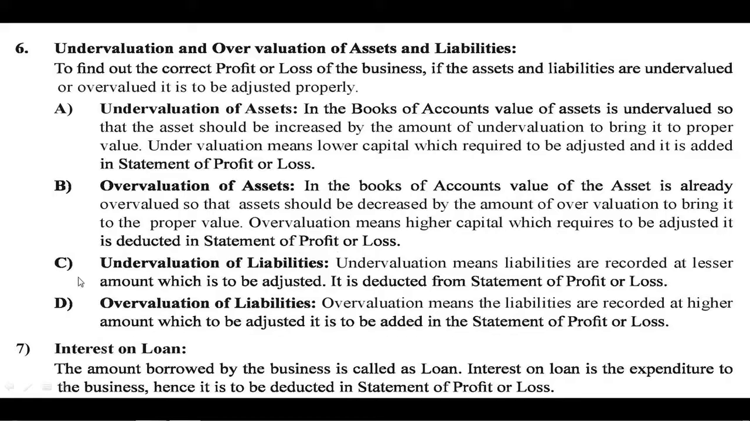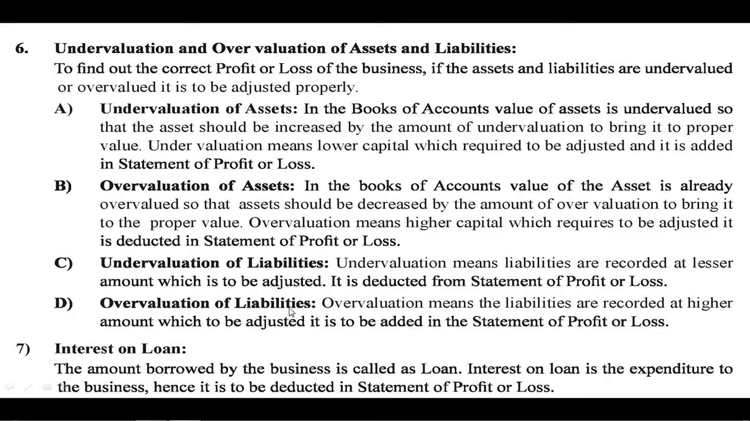Point C is undervaluation of the liabilities. Here the value of the liabilities is written less than the actual value. So the actual value of the liabilities is more, it means we have to increase the liability. When we increase the liability, it is a loss for the business, so it is deducted from the statement of profit or loss.